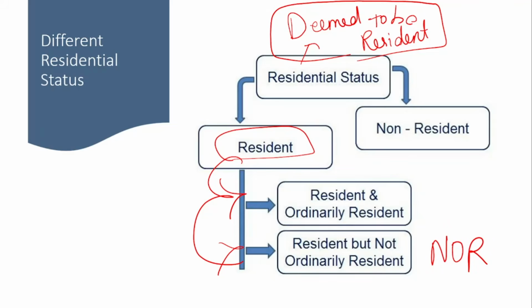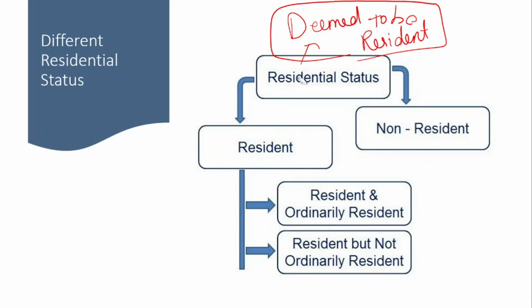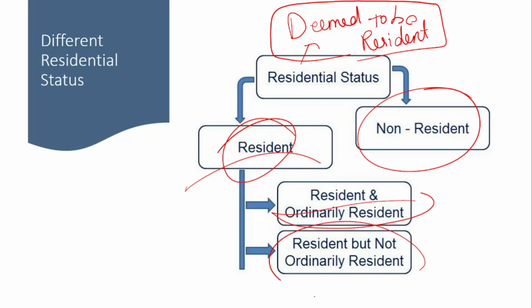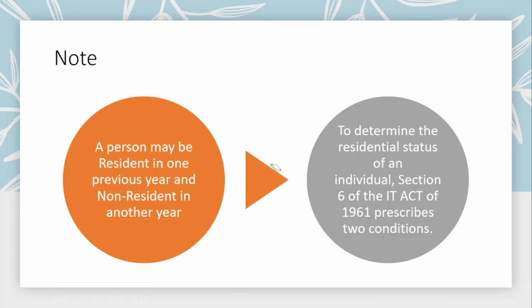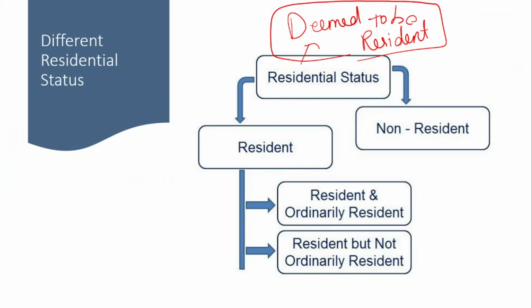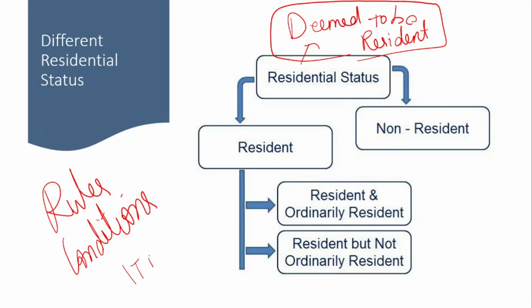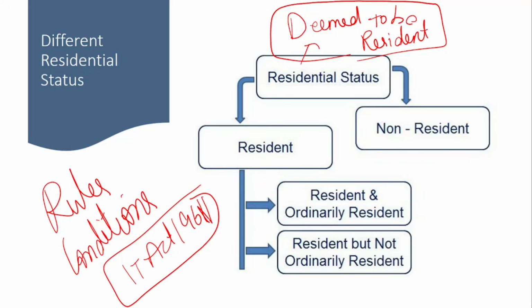Now you may get the question of how to decide whether he is a resident or non-resident, and if he is a resident, whether he is an ordinary resident or not ordinary resident. So there are certain rules, or we may call them conditions. Based upon the conditions given by the Income Tax Act of 1961, we will find out the residential status of the person.